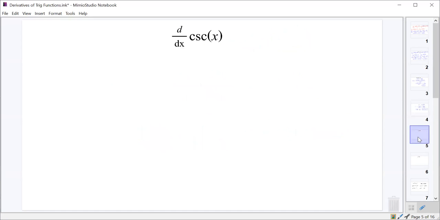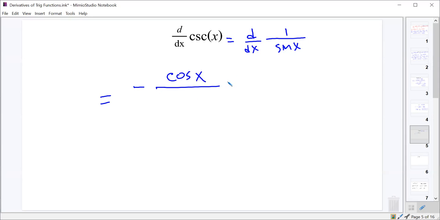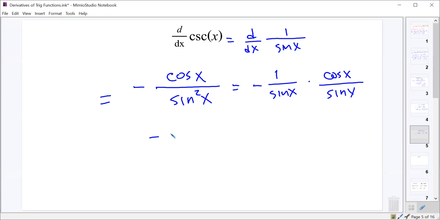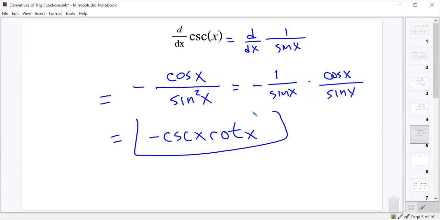All right. Only 2 to go. What about cosecant x? That's the same as 1 over sine. So once again, we'll use the reciprocal rule. Negative the derivative of sine divided by sine squared. And we'll rewrite this just like the other one. Negative 1 over sine times cosine over sine, which is negative cosecant x cotangent x. Everybody good with that one?